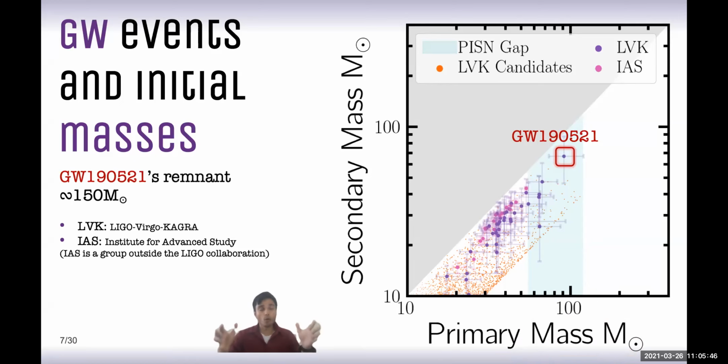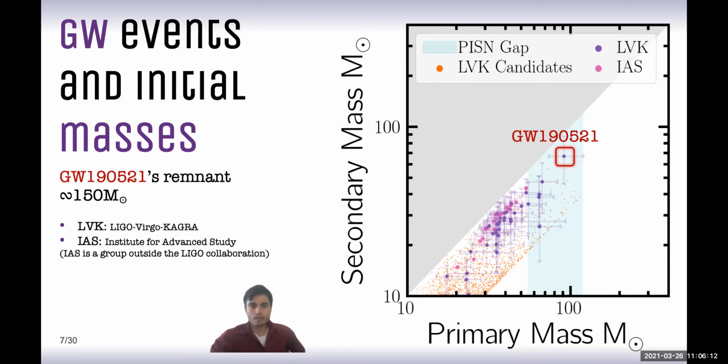Now, on the right side of this slide, right above me, we have a plot of the component black hole masses. On the y-axis, we have the secondary mass, and on the x-axis, we have the primary mass of the component black holes that merged and produced gravitational waves, which were detected by the LVK collaboration, and the Institute for Advanced Study, IAS collaboration, which is a group outside of LIGO.